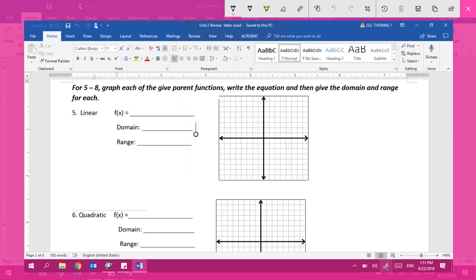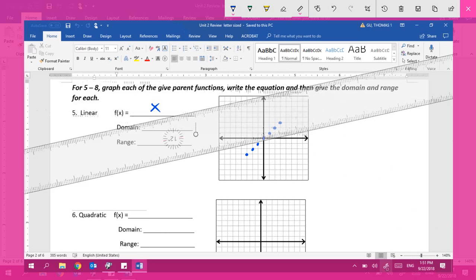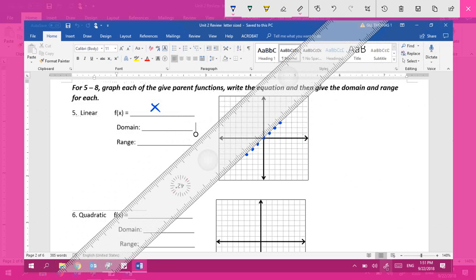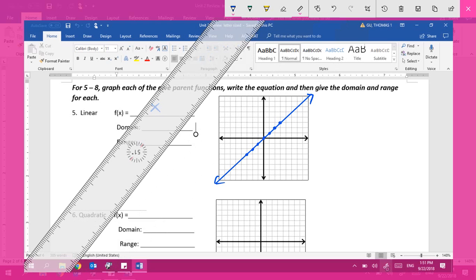Okay, so 5, we got the linear. Linear looks like f of x equals x. And remember, whatever our x value is, our y value is the same thing. So -1, -1, -2, -2, -3, -3, 0, 0, 1, 1, 2, 2, 3, 3. It's this line right here. It's just a straight line. There we go.